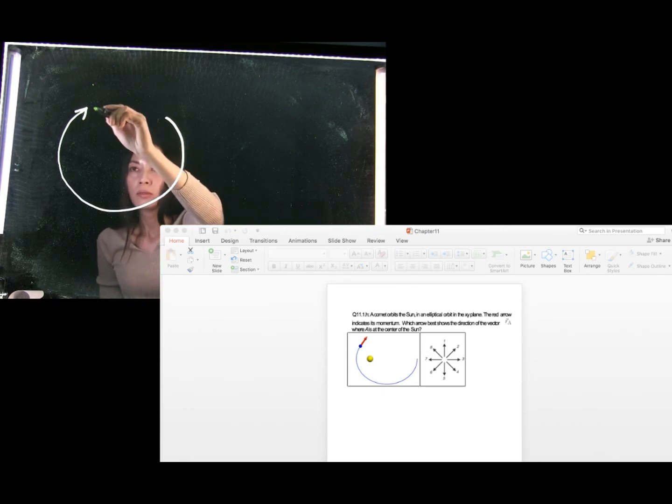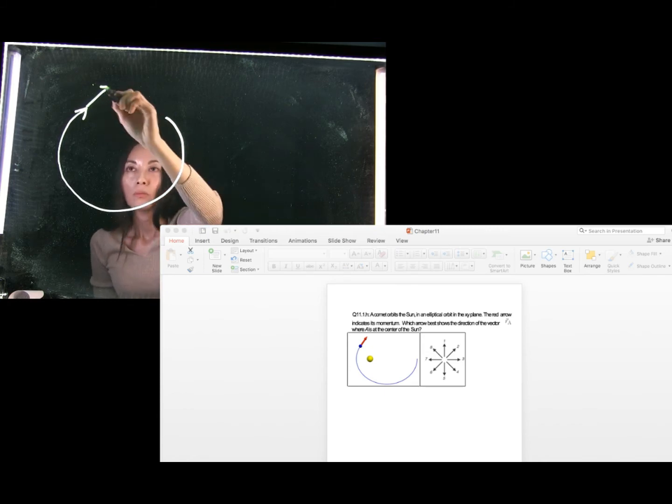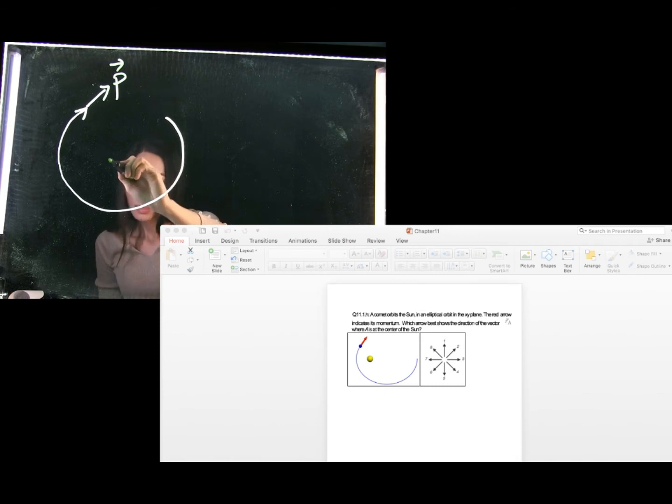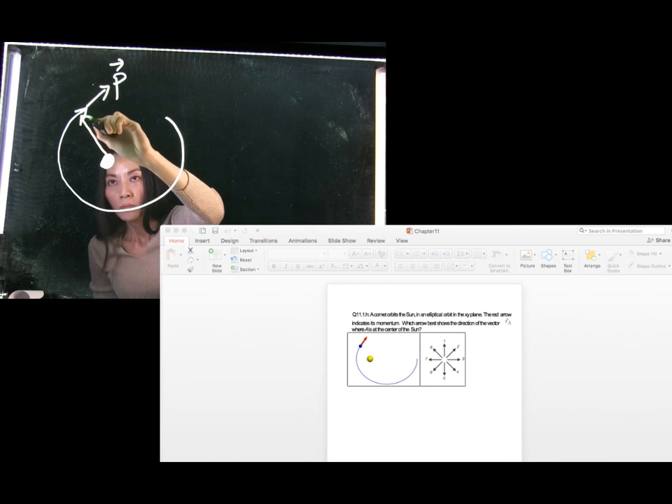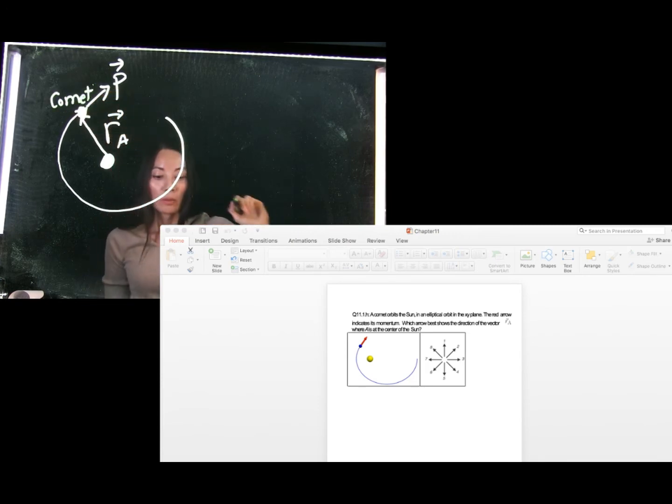Orbiting clockwise, the direction of P, and this is the sun, the sun as the origin. So therefore, position vector R extends from the sun to the comet. So your correct answer is number 8.